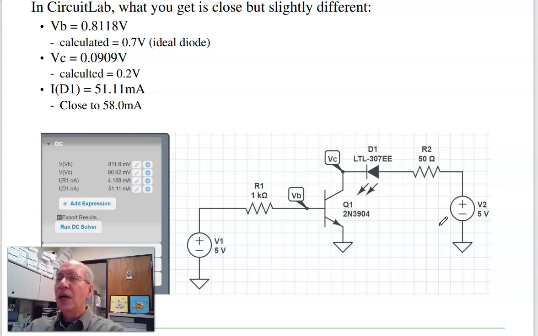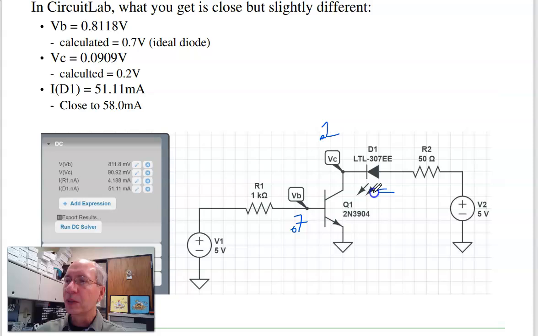In Circuit Lab, I could check that. Design the circuit, plug it in, and what I'll see is that this should be 0.7 volts. It's actually 0.8118. Again, diodes are not ideal. It's 0.7-ish for silicon diode. It says 0.8118, close to 0.7. This should be 0.2 volts. In Circuit Lab, it says it's actually 0.09 volts. Again, that's good. You're close to 0, but not quite.